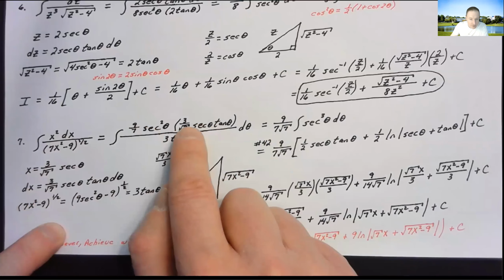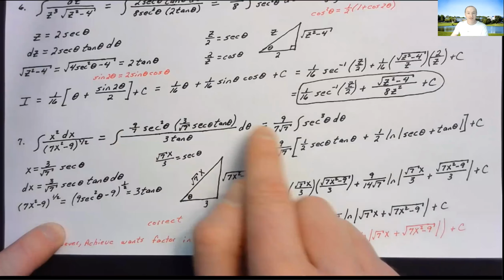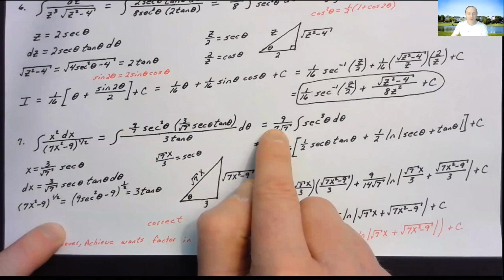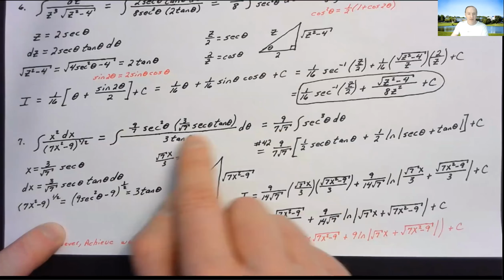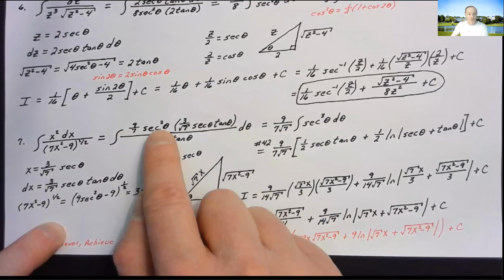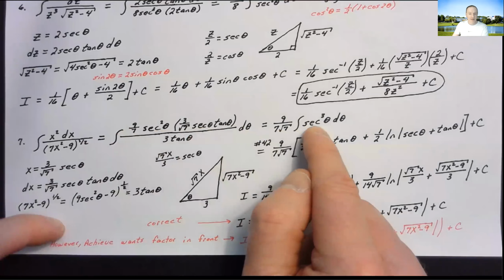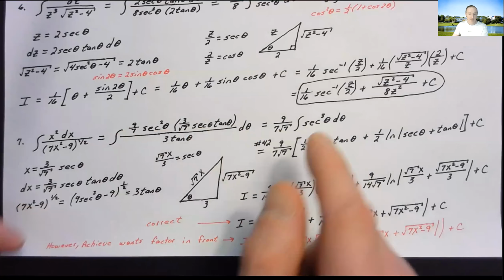but I still have 9 over 7 and the root of 7 in that numerator. I went ahead and factored that constant out. That's where this came from. Now, the tangent theta cancels out the tangent theta in the numerator, but I'm still left with secant squared theta times secant theta. And so the inside of this integral is the secant cubed theta.